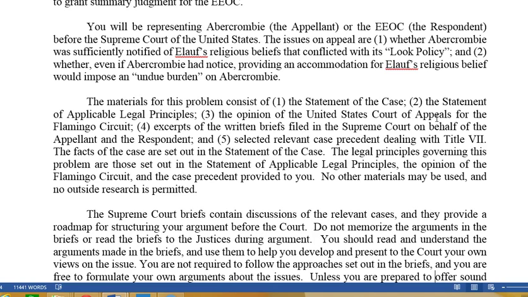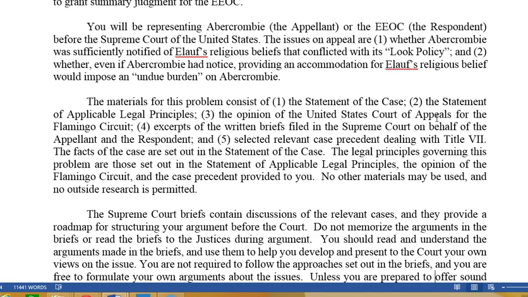If you are arguing on the respondent side, the EEOC that is representing Elauf, you are arguing for a more flexible approach. What you want to do is you want to look through the documents we've given you, find court cases that support either the more strict interpretation for Abercrombie or the more loose interpretation for Elauf, and some of the reasoning. And what I mean by reasoning is if the court decides one way, here are some of the positive and negative things that could happen.